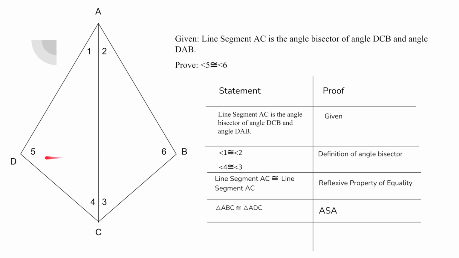So our next step would be triangle ABC is congruent to triangle ADC through angle side angle, and then finally we can say angle 5 is congruent to angle 6 through CPCTC.